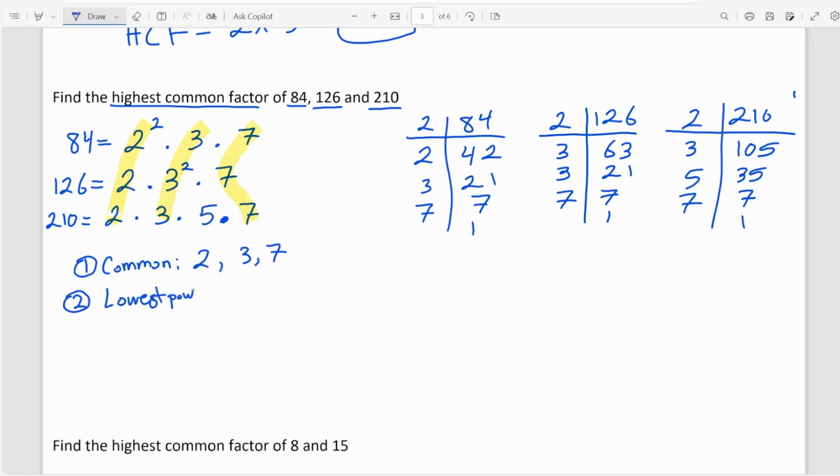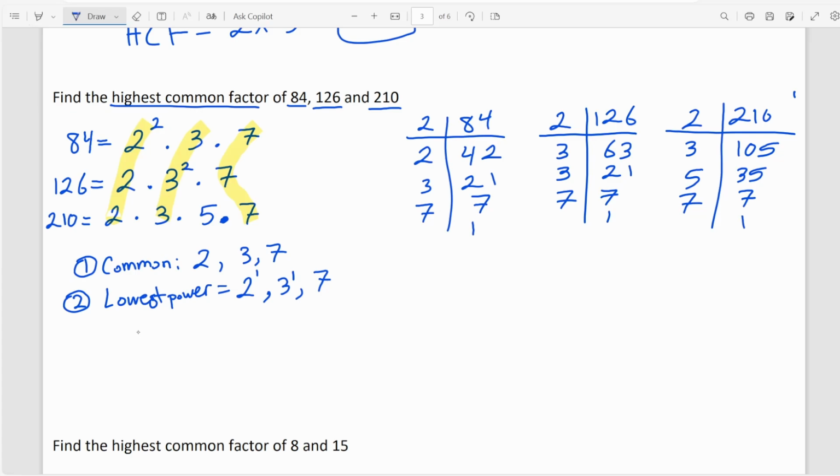power, okay? So for the 2, if you take here, we have a 2 power 2, 2 power 1, 2 power 1. So I'll take the lowest power, which is 2 power 1. So just 2. For the 3, the lowest power is also 3 to the power of 1. And for the 7, it's just 7 to the power of 1 as well. They're all 7 anyways. They don't have powers, okay?